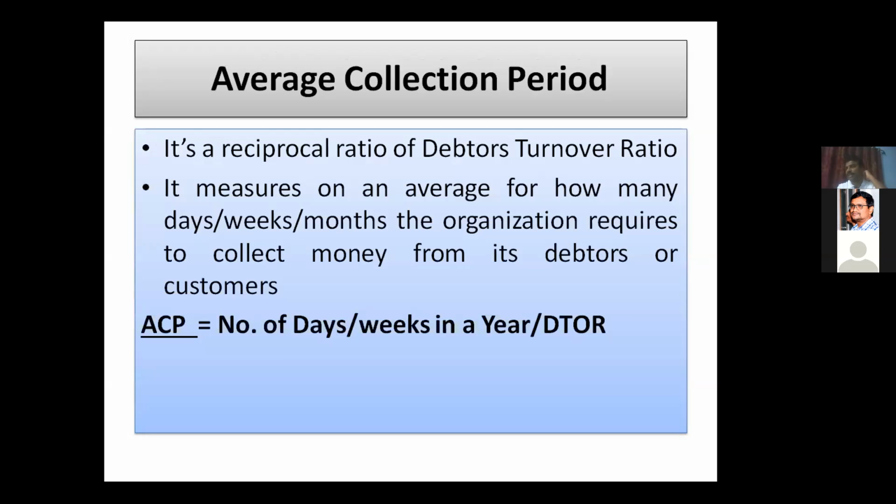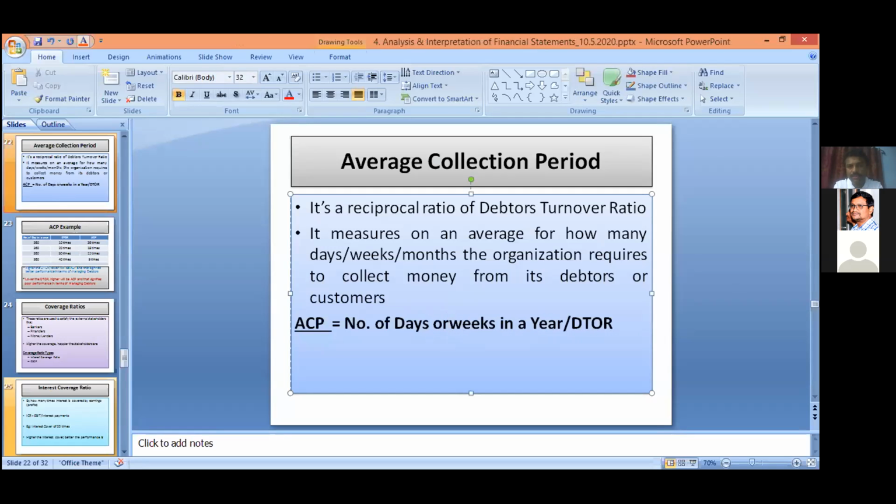The reciprocal ratio of debtors turnover is called the average collection period. It is a reciprocal ratio. It measures on an average for how many days or weeks or months the organization requires to collect money from its debtors or from its customers. ACP stands for average collection period. That is equal to the number of days or weeks in a year divided by the debtors turnover ratio.